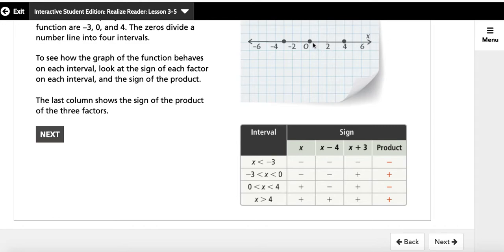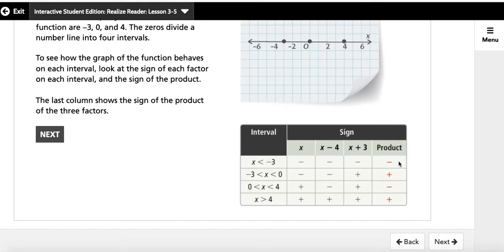Then we're going to try a number between 0 and 4. Let's say 2. Well, this time positive 2. That's positive. 2 minus 4 is negative. 2 plus 3 is positive. And a positive times a negative times a positive comes out negative. And then if the number is greater than 4, if it's anything out here, like 6, 6 is positive. 6 minus 4 is positive. 6 plus 3 is positive. And that comes out positive.